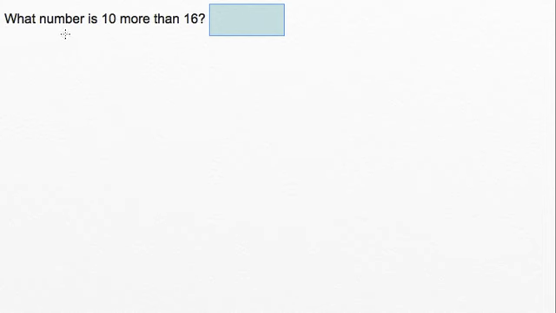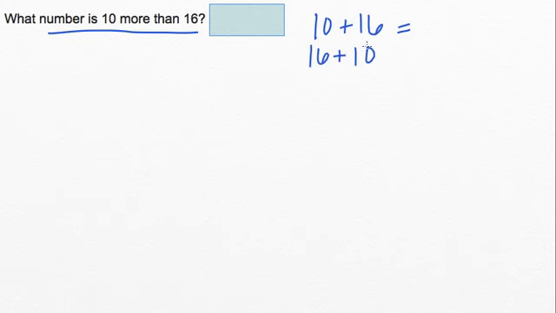What number is 10 more than 16? So we can say, well, what's 10 plus 16? But we can also say, and this only works for addition, what is 16 plus 10? So let's take a look at our 16 blocks.